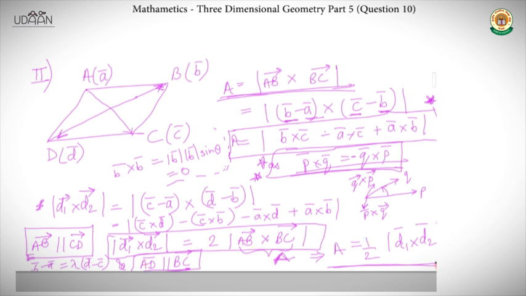It will be great if you could remember this formula, as it will ease out the calculations involved and save a lot of time. So it's a direct formula based question. The displacement vectors of the two diagonals are given. If you calculate the cross product, take its magnitude and multiply it by half, you will get the area of the parallelogram.